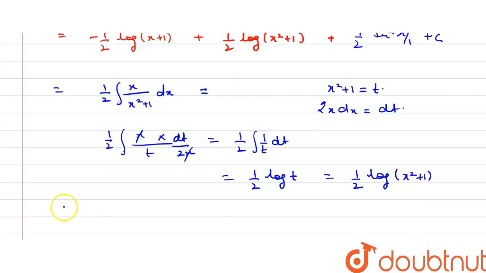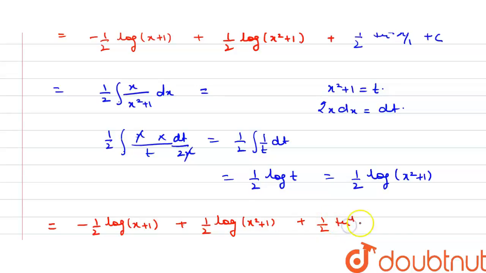So our answer is minus 1 by 2 log of (x plus 1) plus 1 by 2 log of (x square plus 1) plus 1 by 2 tan inverse x by a, where a is 1, plus c. So this is our answer.